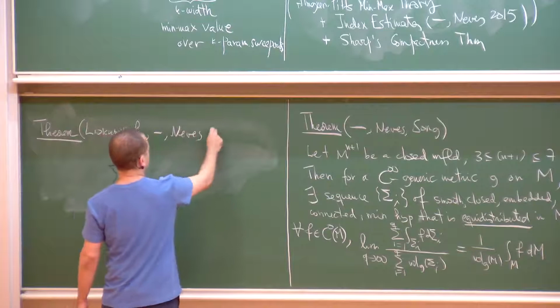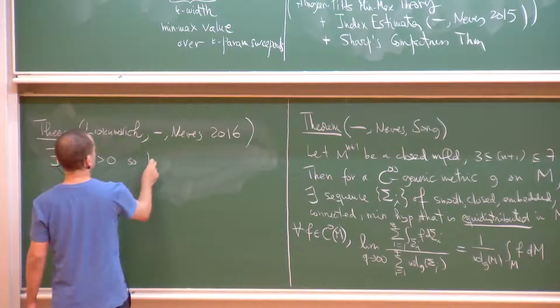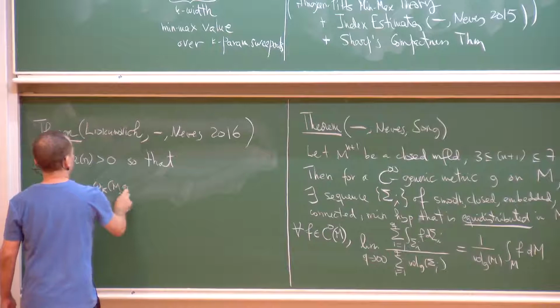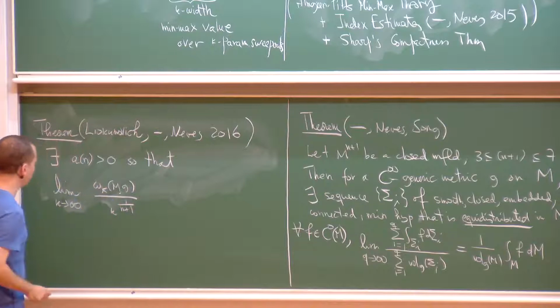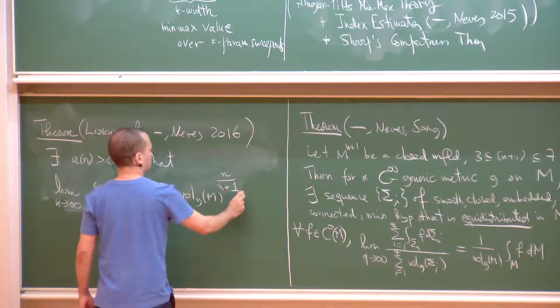So we prove that there exists a positive, universal dimensional constant a(n) so that if I take the limit as k goes to infinity of omega k, the k-width, divided by k to the sublinear power 1 over n plus 1, then this sequence of numbers converges to a dimensional constant times the volume of M with the appropriate power. Okay, so this is the Weyl law that we proved.